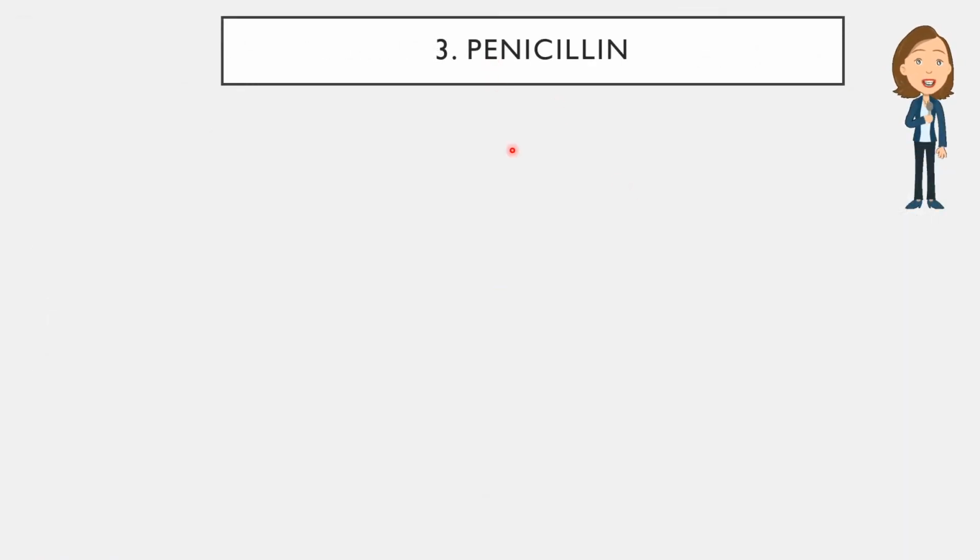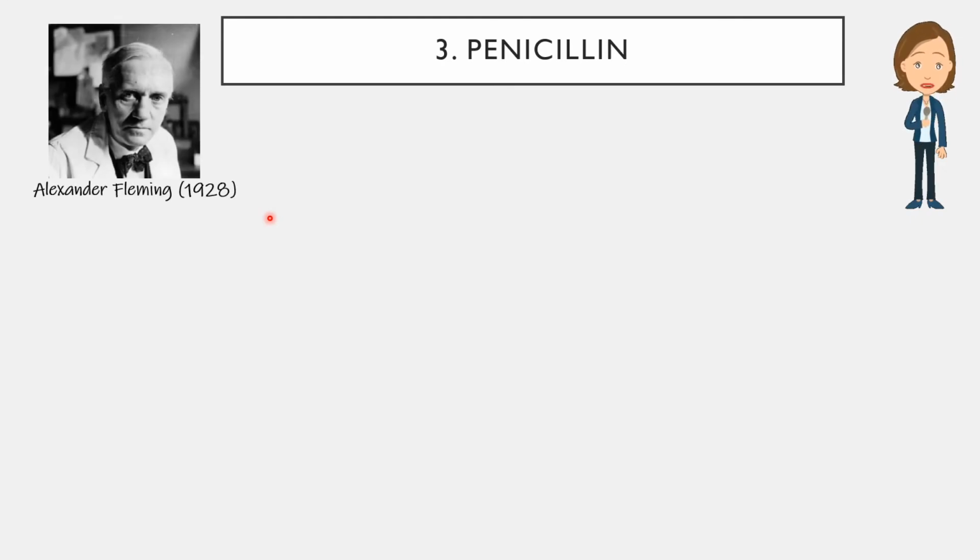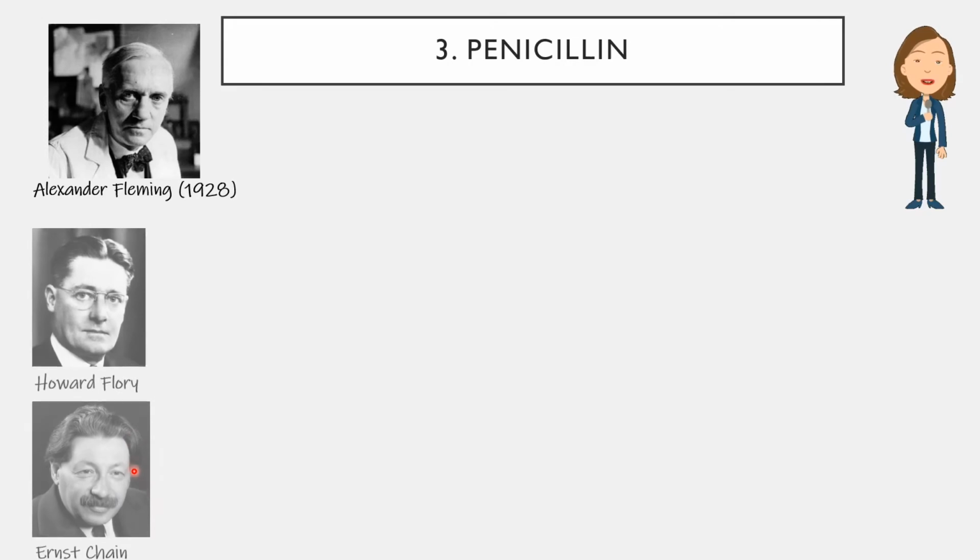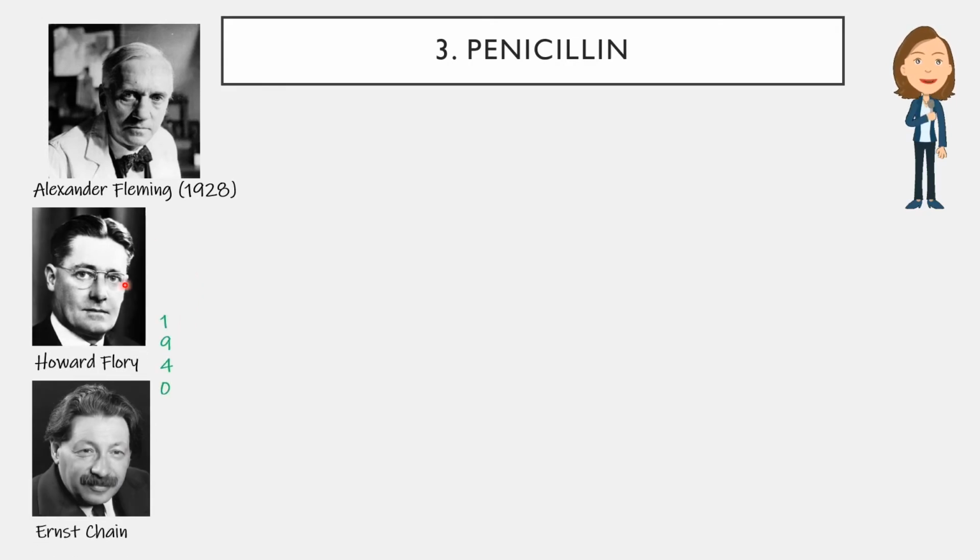Penicillin is one of the most widely used antibiotics and was accidentally discovered by Alexander Fleming in 1928 while he was working with cultures of an infectious Staphylococcus bacterium. A decade later, the scientists Howard Florey and Ernst Chain isolated penicillin in pure form and proved its effectiveness as an antibiotic.